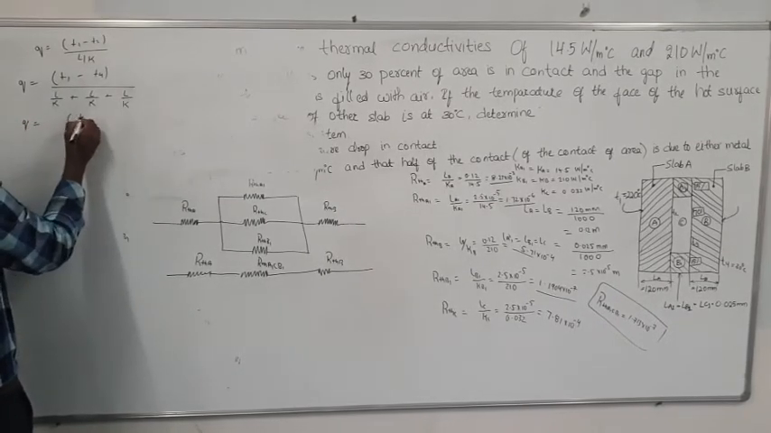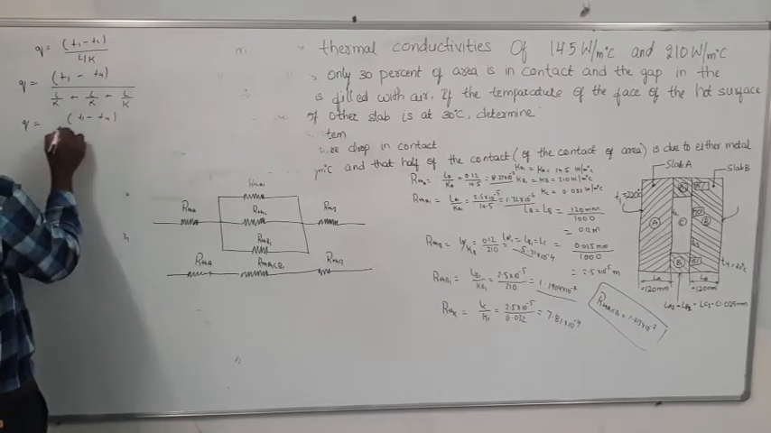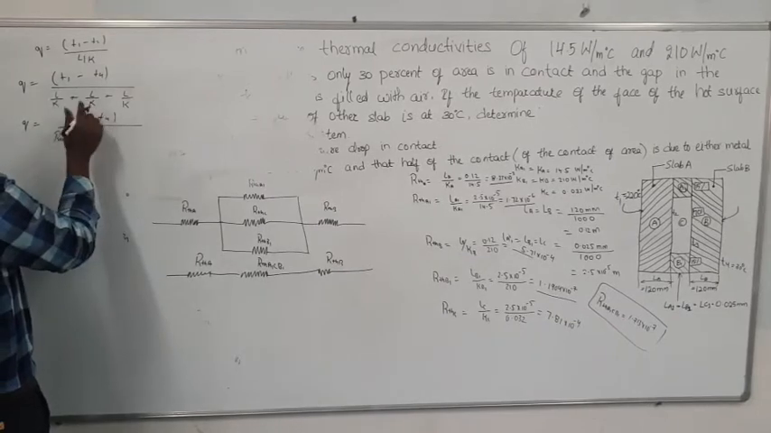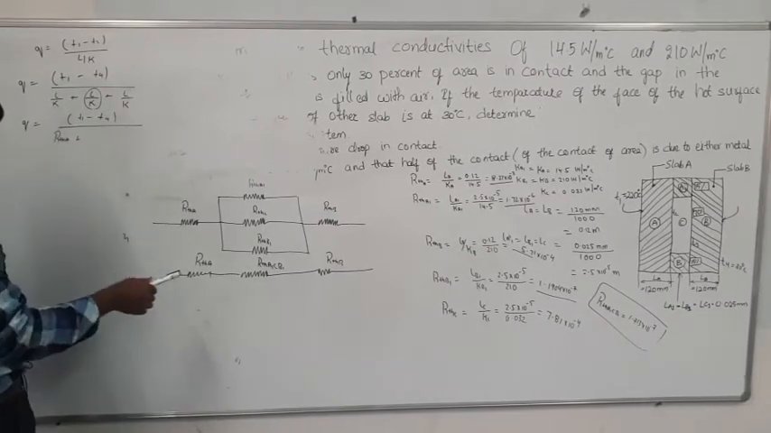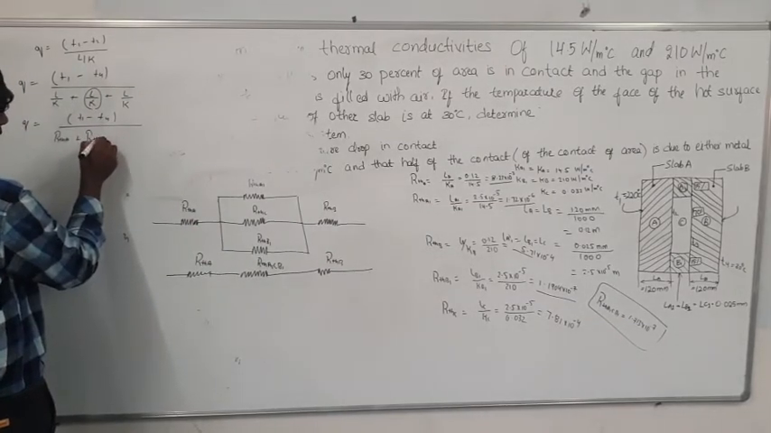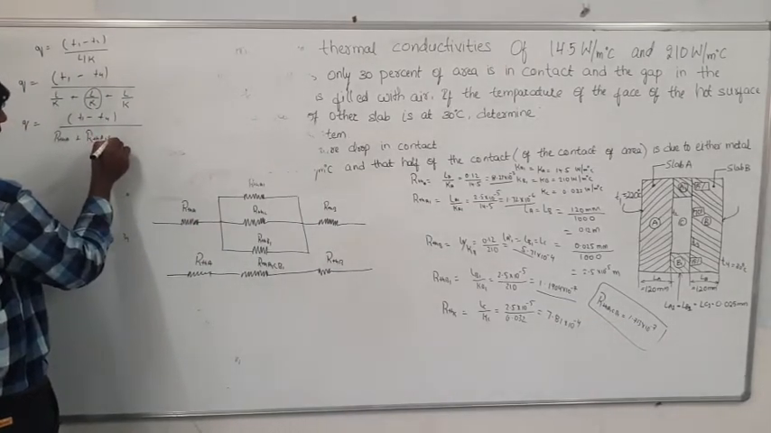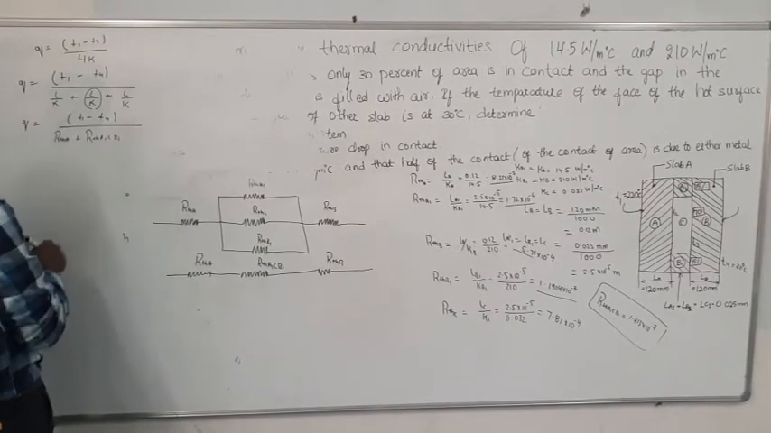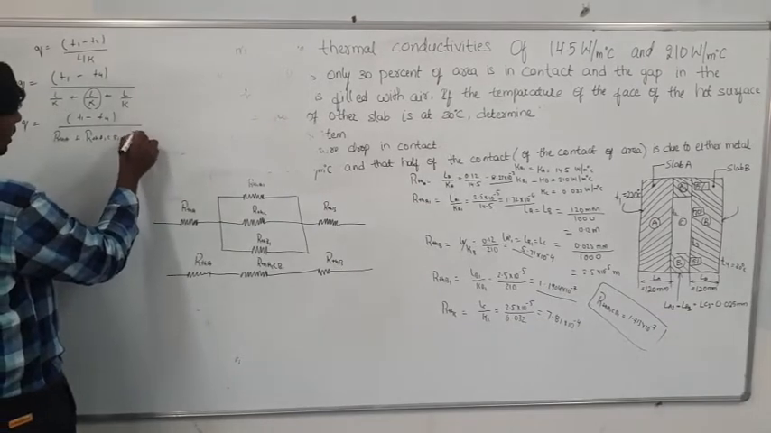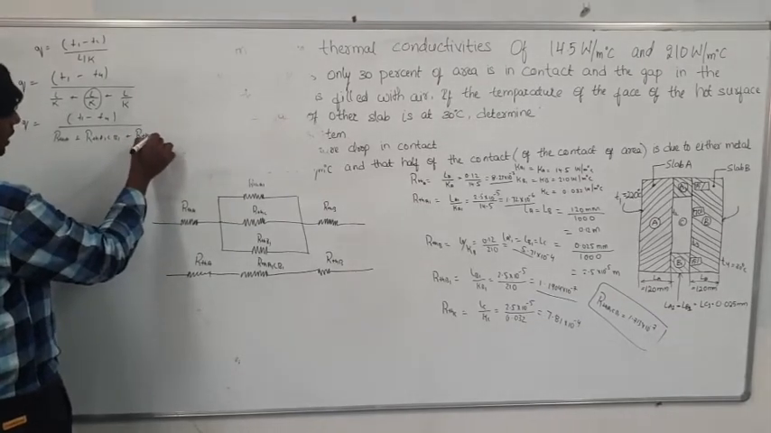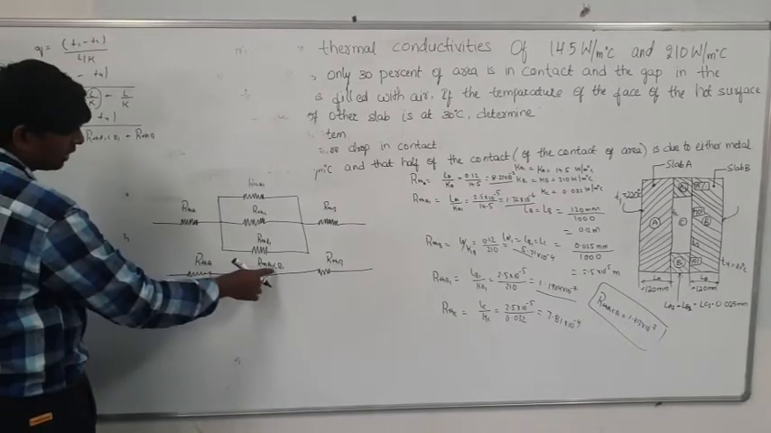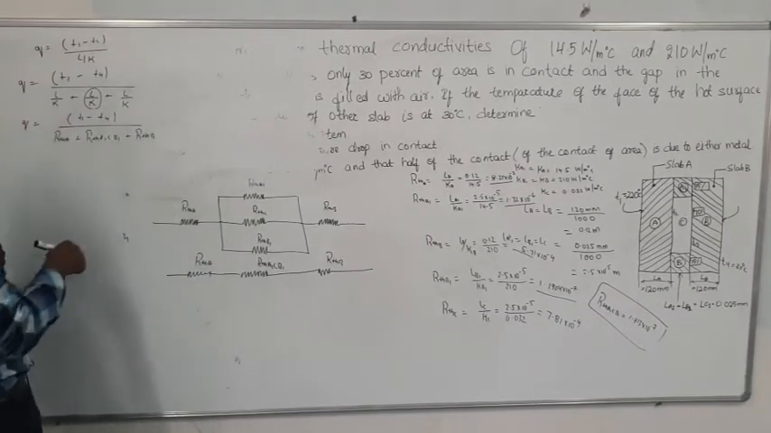So here you can write T1 minus T4 by RTH A, and here is the combination of three terms. Three terms means A1, C and B1. So here you have to write RTH A1, C and B1, the combination of A1, C and B1, plus RTH B. This is RTH A, this is RTH A1, C, B1, and this is RTH B.